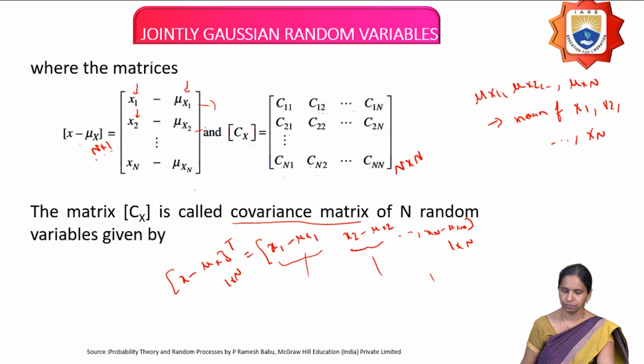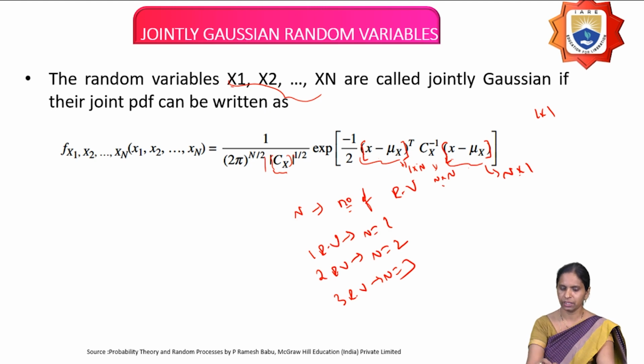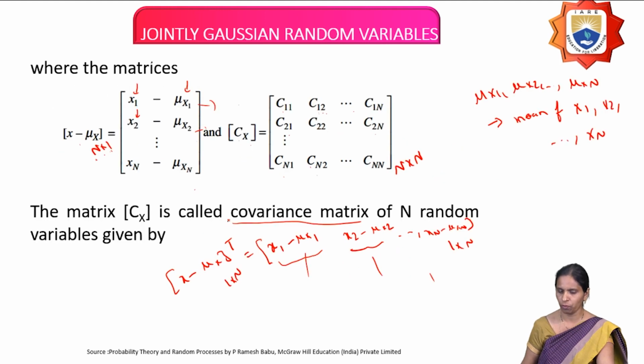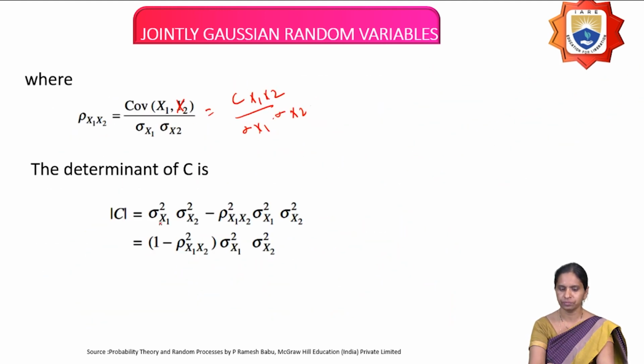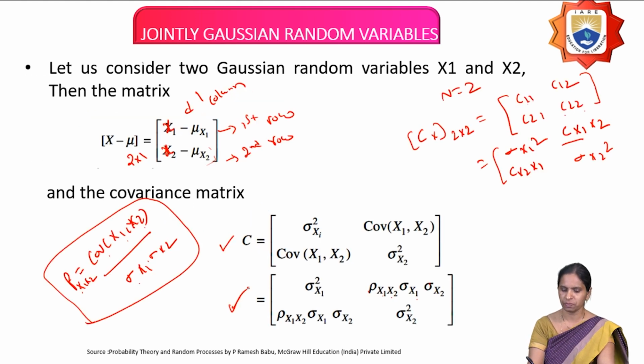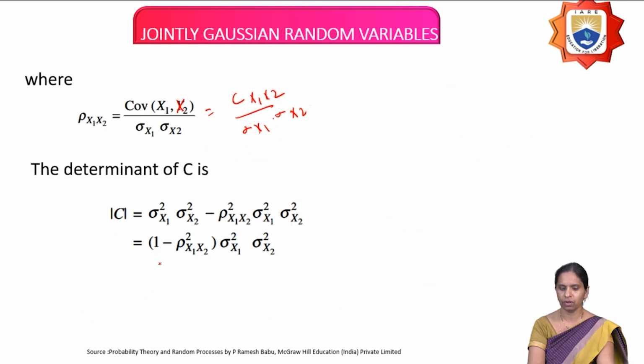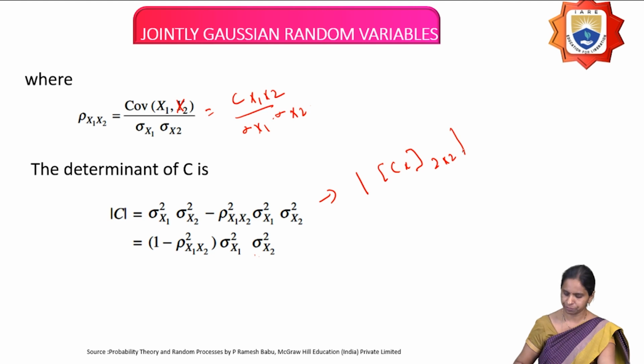Then, here you have to find the determinant, because in the denominator what you have here is the determinant of the matrix Cx. After finding the determinant, you have to take the square root. Therefore, find the determinant of this covariance matrix. Then what can you obtain here? So, this is the covariance matrix. For this, calculate the determinant. Then you are going to get 1 minus rho square x1x2 into sigma x1 square into sigma x2 square. This is the determinant of the matrix. For the size of the matrix, I have taken a 2 by 2 matrix. So this is the value.